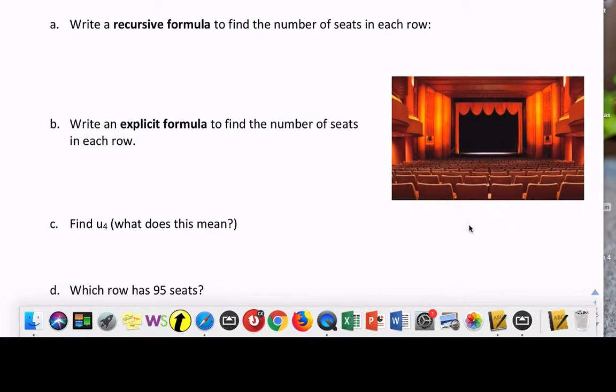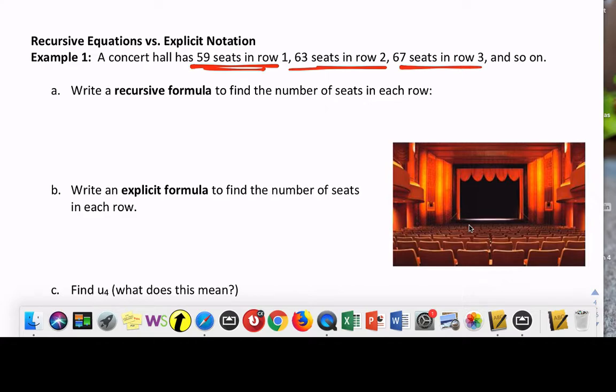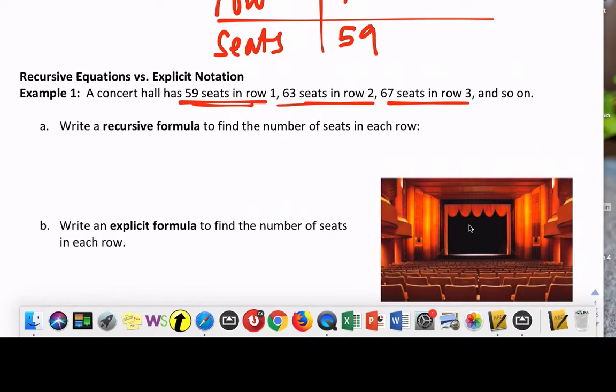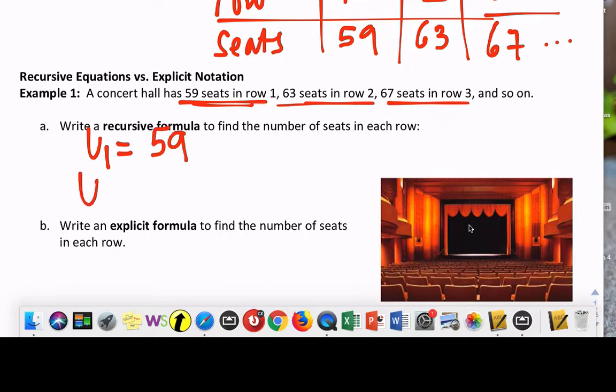Example 1, a concert hall has 59 seats in row 1, 63 seats in row 2, 67, and so on. Write the recursive formula. All right, I'm going to make a table for this. Here's our row number, and here's the seats. In row 1, we have 59 seats. In row 2, we have 63. In row 3, we have 67, and so on. For the recursive formula, we need the starting value. So here the starting value is 59 seats in row 1. To find any row, you take the row before it, and here we are adding 4 every time, so plus 4. So there's a recursive formula.